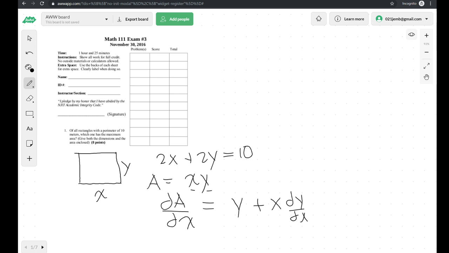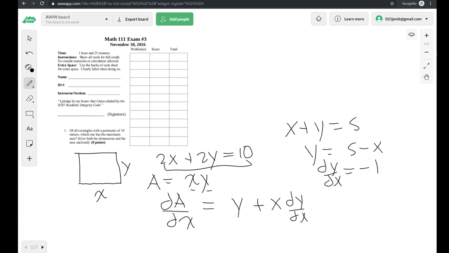And so dy over dx, we can find easily using the first equation that we found for perimeter. Over here, we can simplify this by saying that x plus y equals 5. And so y equals 5 minus x, meaning that dy over dx is just negative 1. So we can substitute dy over dx into our function for the derivative of the area. So dA over dx, the derivative of the area, is just y minus x.